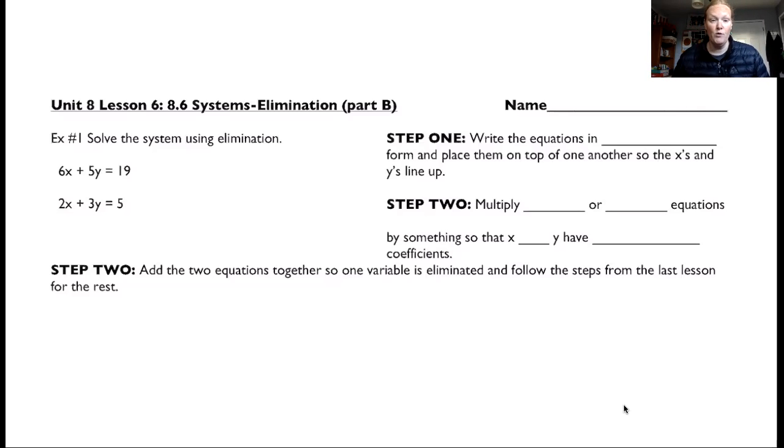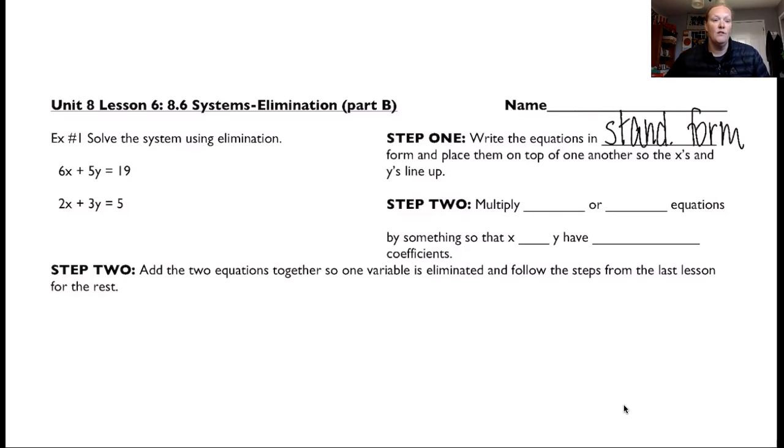So, okay, we're solving systems with elimination, part B. Step 1's exactly the same. We're going to write equations in standard form. So again, it's just an easy way to line them up. Standard form, I'm going to abbreviate it because I didn't make the blank long enough. We're going to place them on top of each other so all the X's and all the Y's line up. All right, so if you look at example 1, that's already been done. I don't want to make it tricky.